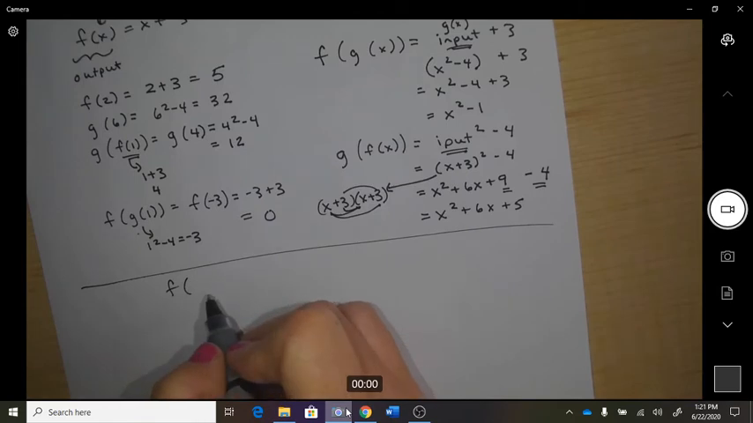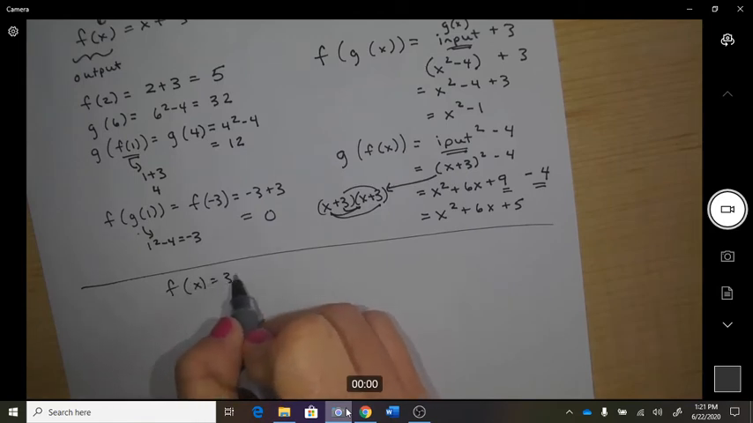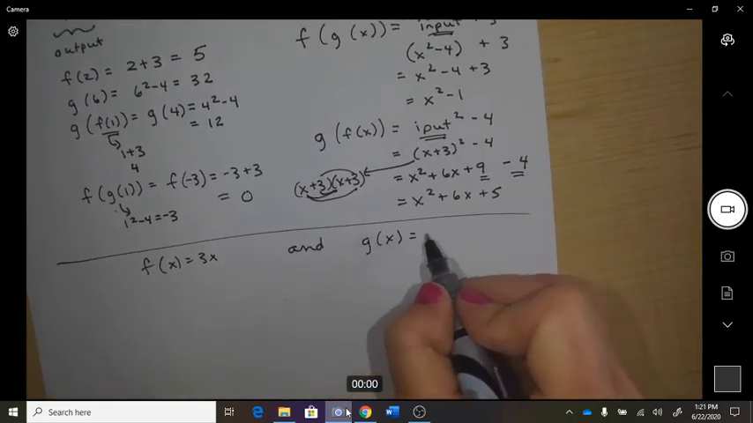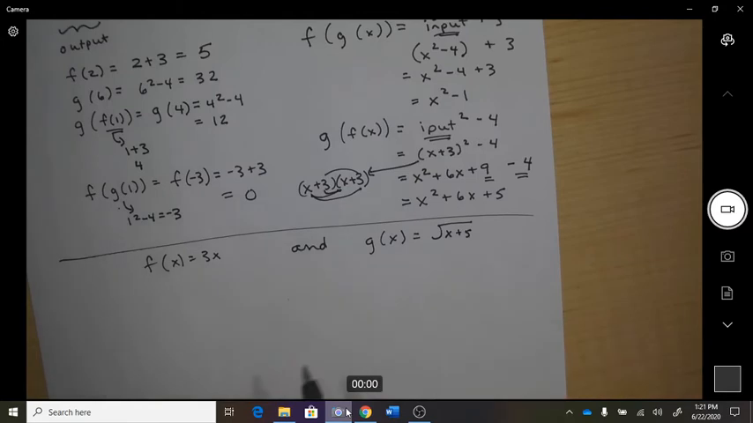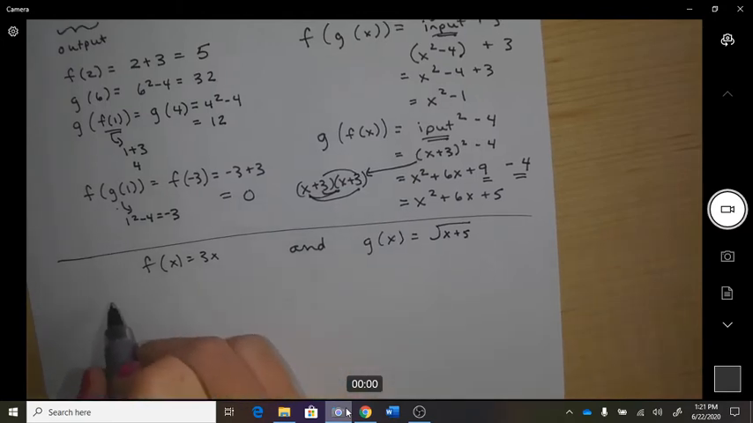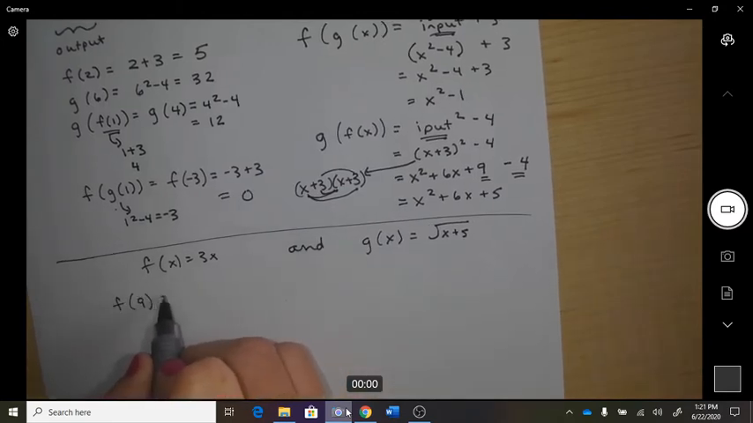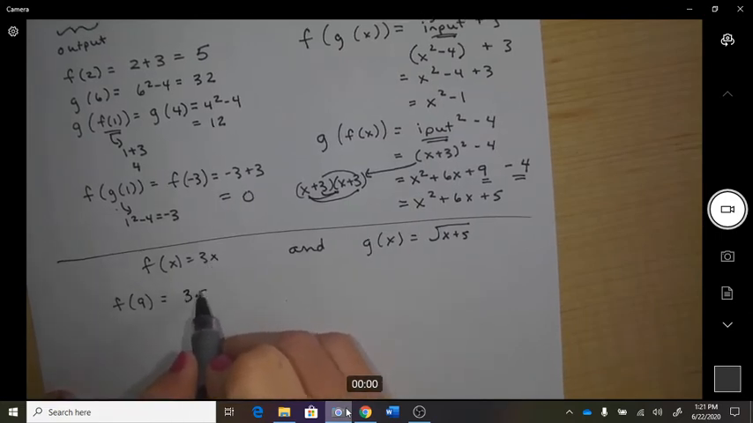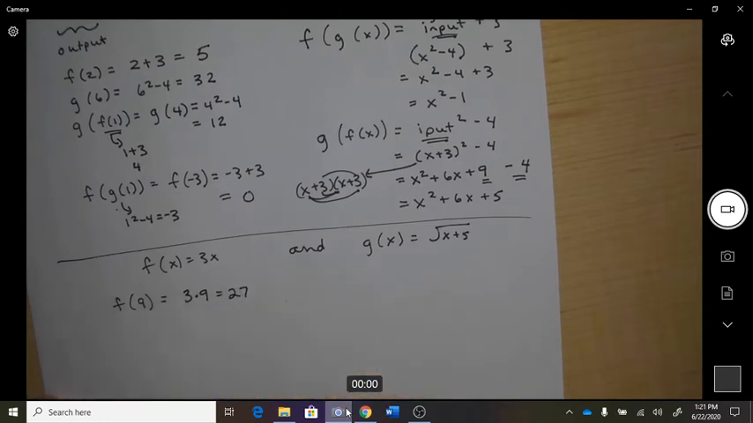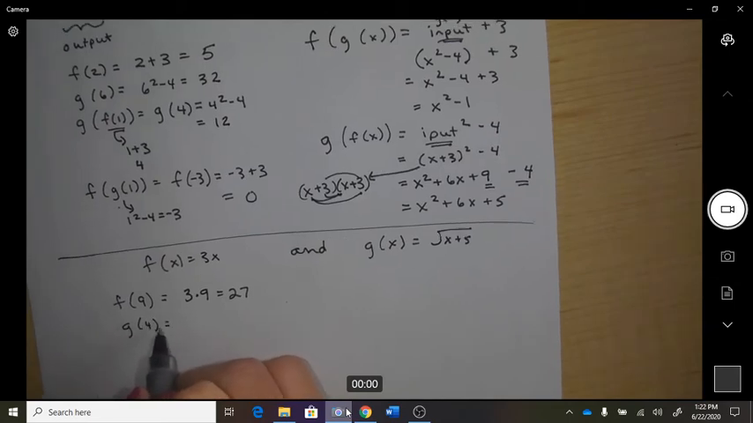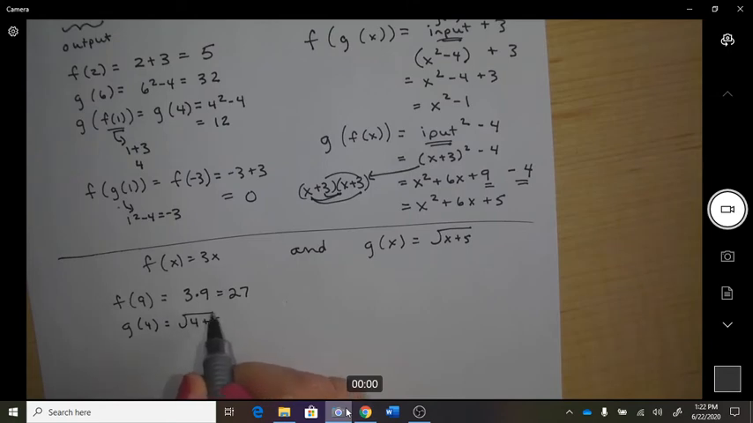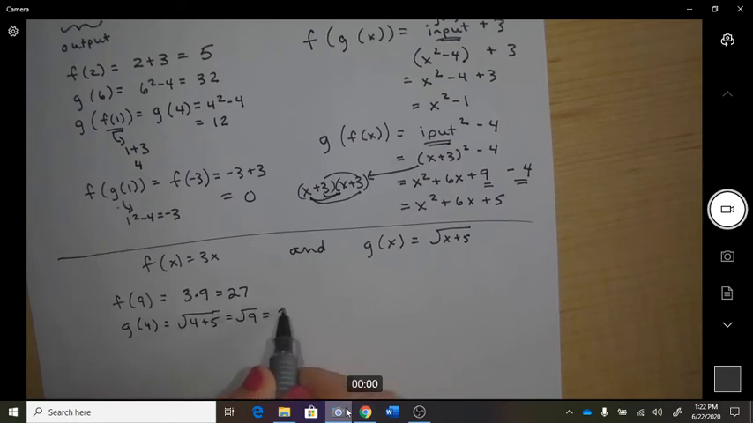So here is an example. f of x equals 3x, and g of x equals the square root of x plus 5. So compute the answer to f of 9. So f of 9 means to plug a 9 into the f function. So 3 times 9, which is 27. g of 4 means plug 4 into the g function. So the square root of 4 plus 5, which is the square root of 9, which is 3.